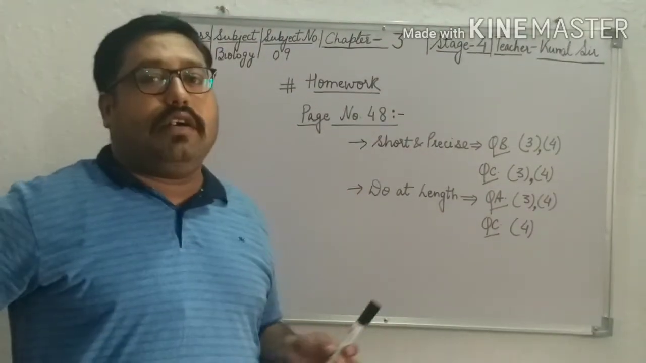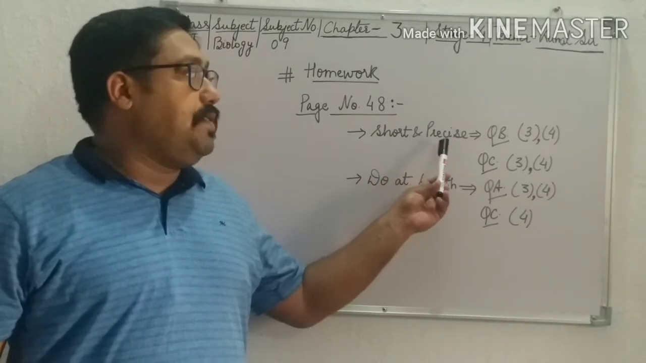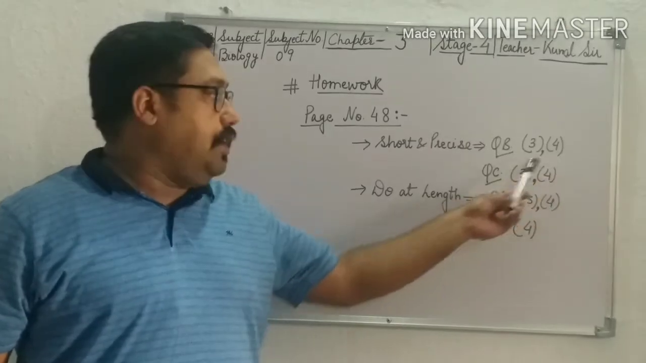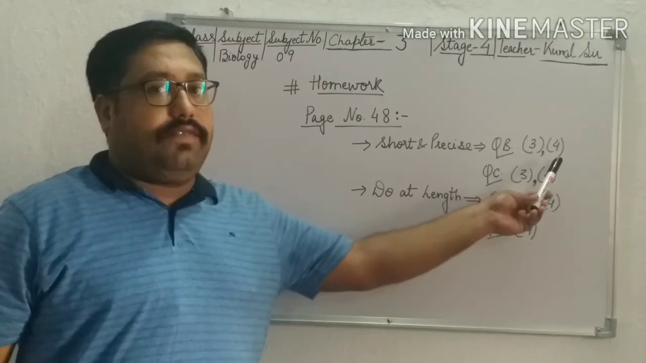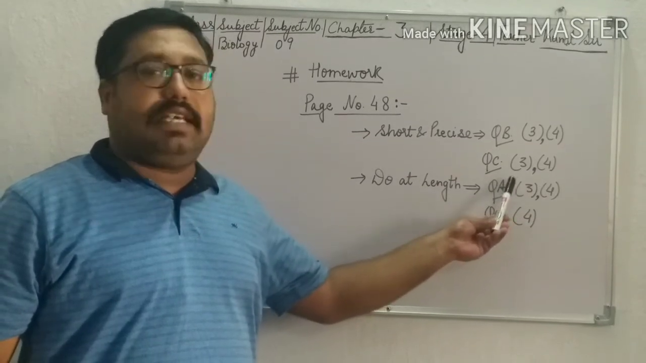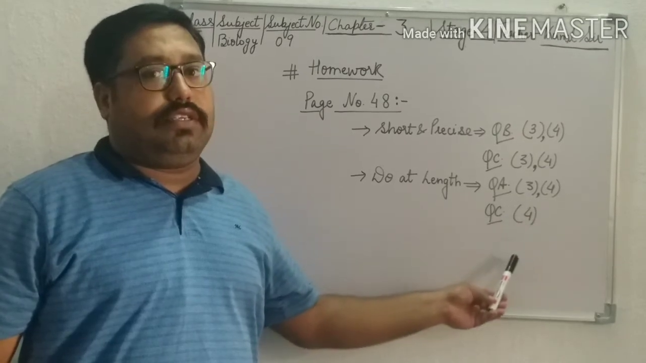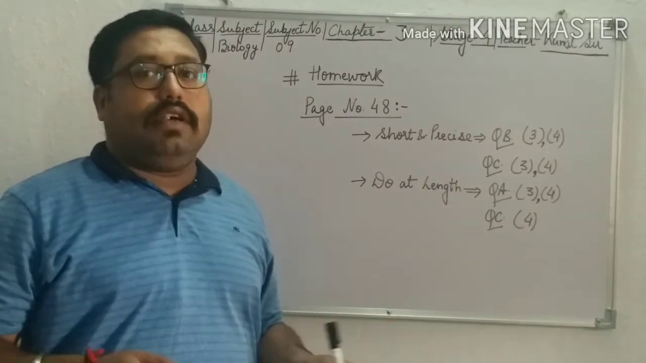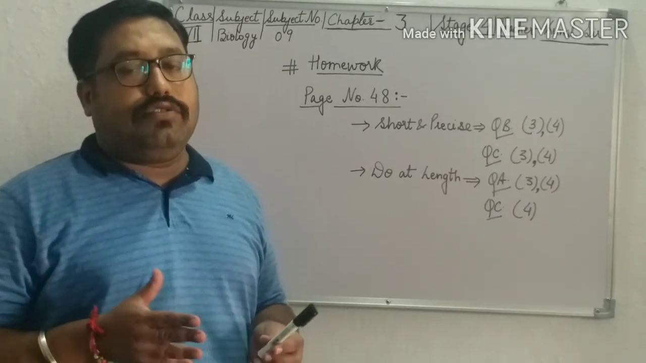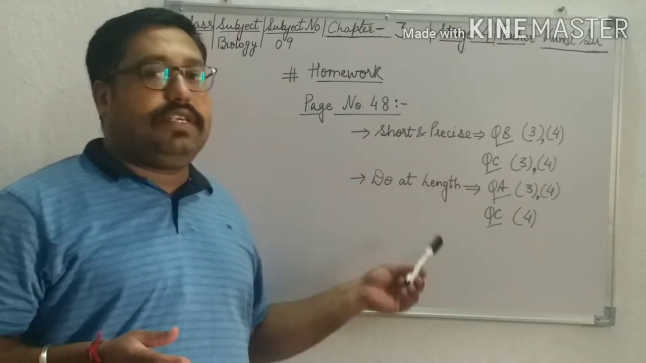Please note down your homework from page number 48. From the topic short and precise, attempt questions B's 3rd and 4th and C's 3rd and 4th. From the long-answer section, attempt questions A's 3rd and 4th and C's 4th question. These questions are all based on the topic we have covered in today's session, so you will not have any problems. Please do it in your notebook.